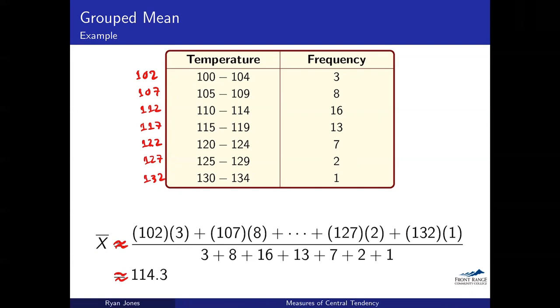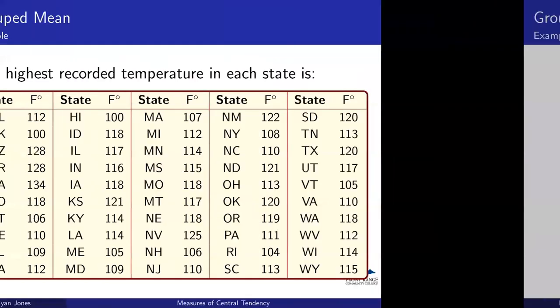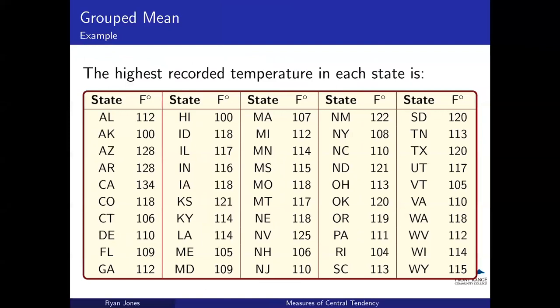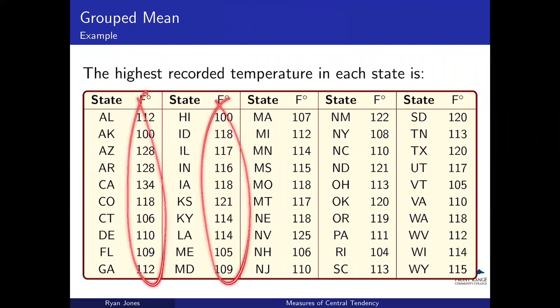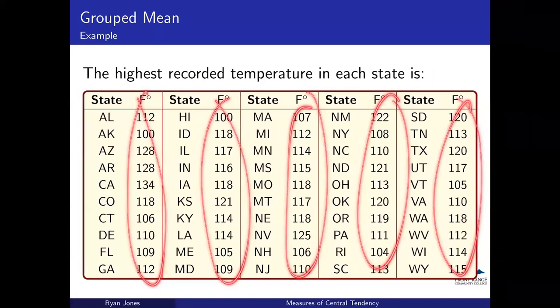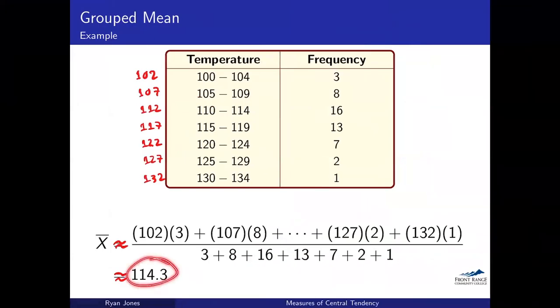I don't remember off the top of my head exactly what the actual mean is, but I would encourage you to come on back to this page right here and actually take the average of all of these, add all 50 of these up, and divide by 50, and you'll actually get something very close to 114.3. I forget exactly what it is off the top of my head, but it is close. And so that kind of shows the effectiveness of this grouped mean method here, and how good it actually can be at getting you a rough sense of your average there.